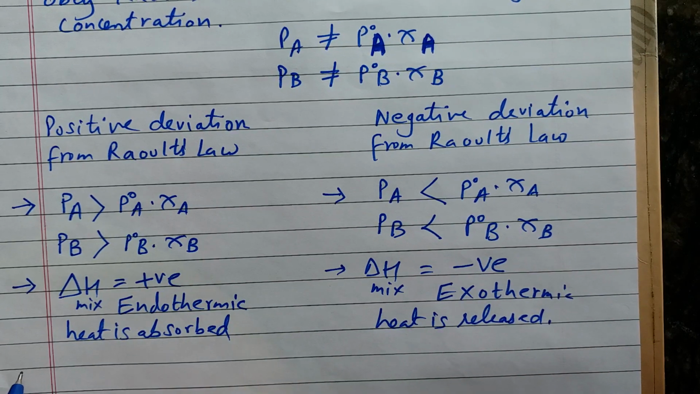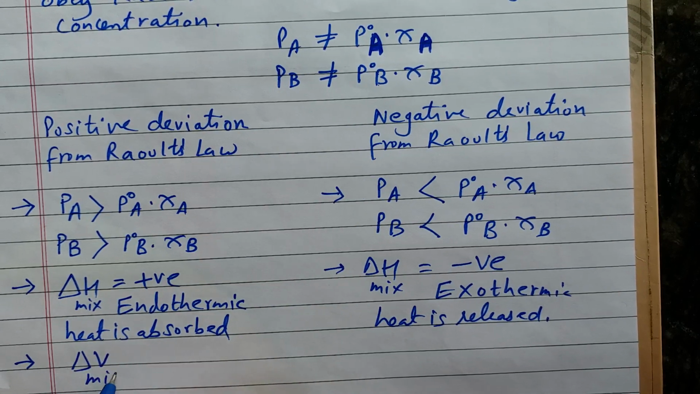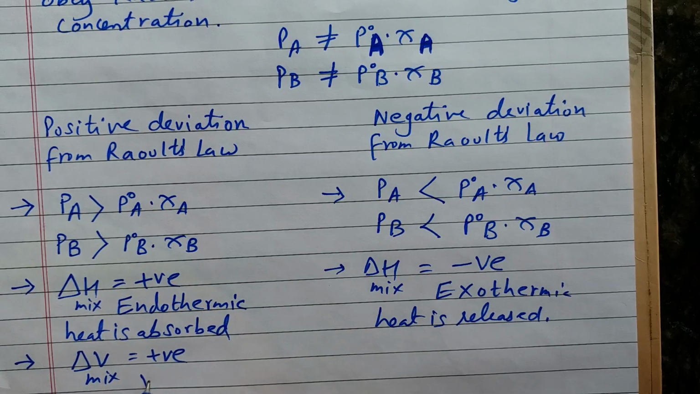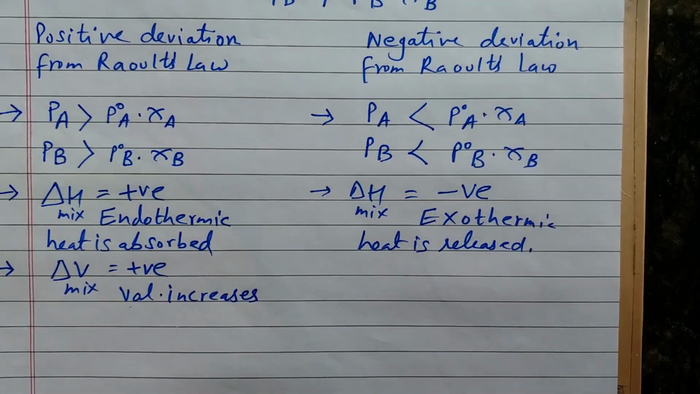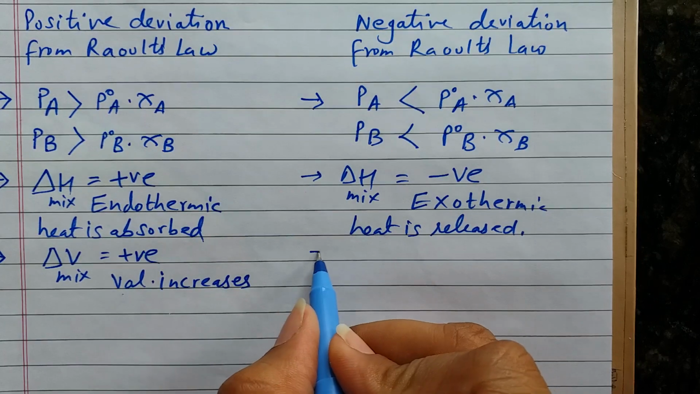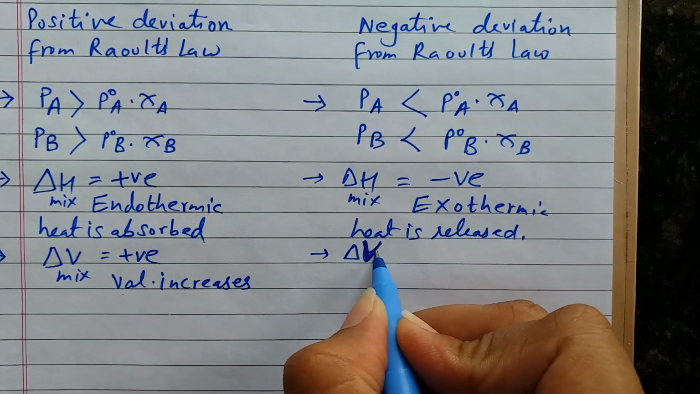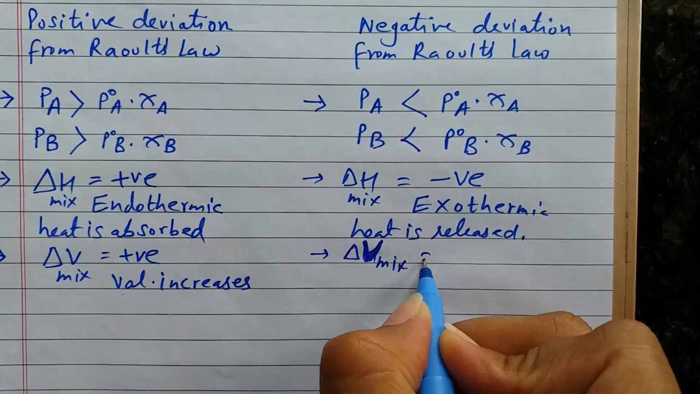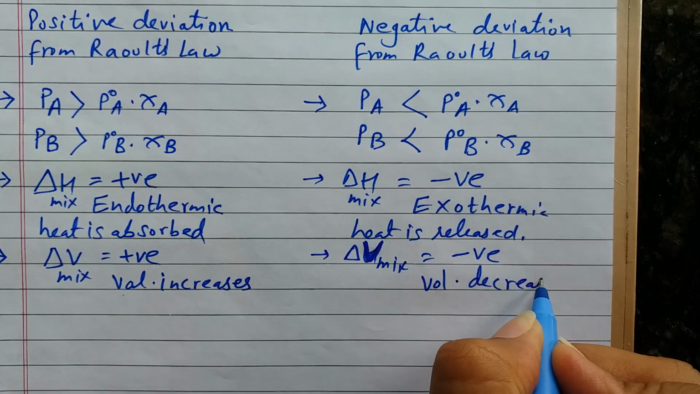Now one more difference that we observe is that delta V mixing is also positive for positive deviation, and delta V, the change in volume, is a positive value. That means the volume increases during the formation of a non-ideal solution which shows a positive deviation. On the other hand, in case of negative deviation, delta V mixing is negative, which means that during the formation of this solution, volume decreases.